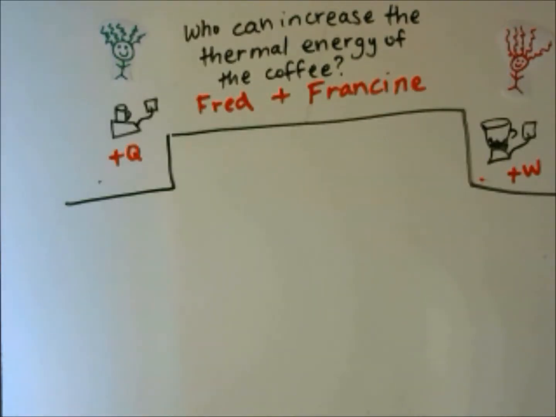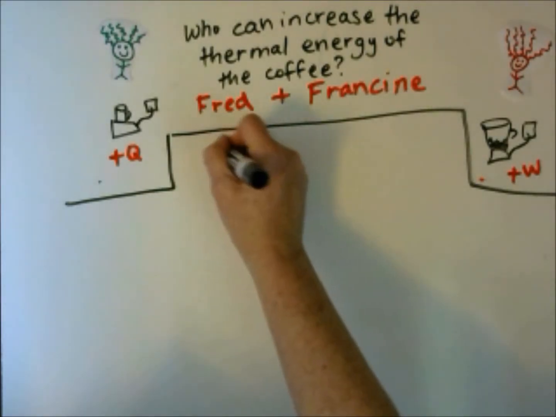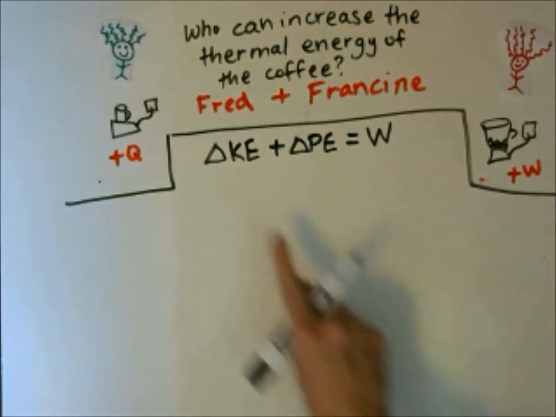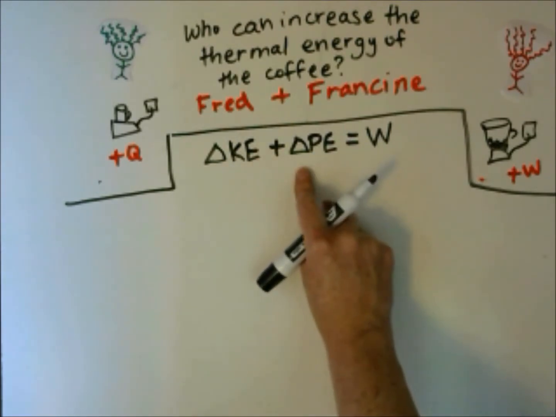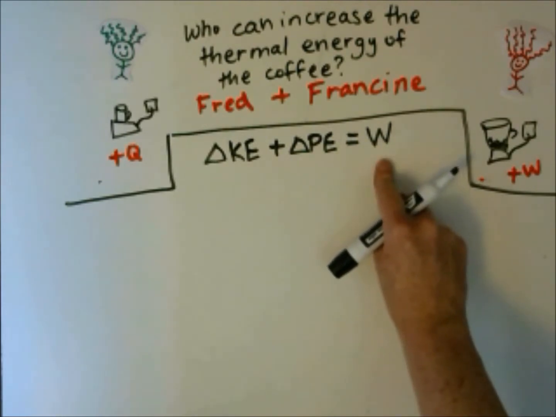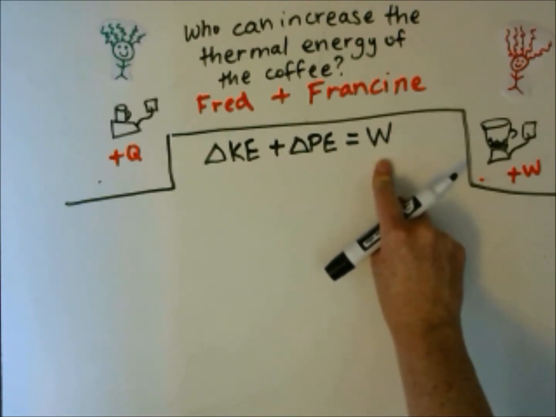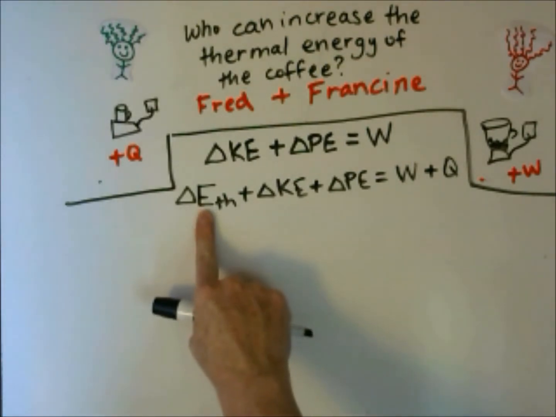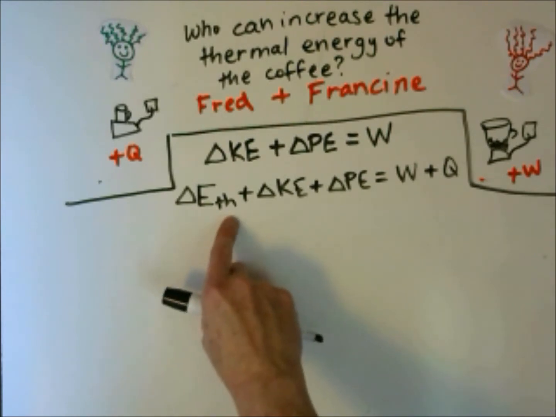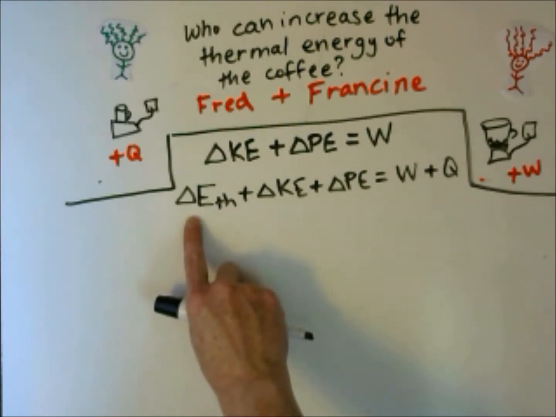Let's go back to our work energy equation from the first year of physics. The work energy equation says the change in the kinetic energy of a system plus the change in the potential energy of a system is equal to the work. We're going to modify this to include heat and energy transfers that involve heat. Now we've allowed for the change in thermal energy, and we sometimes write this as E subscript TH. We also write it sometimes as a U.